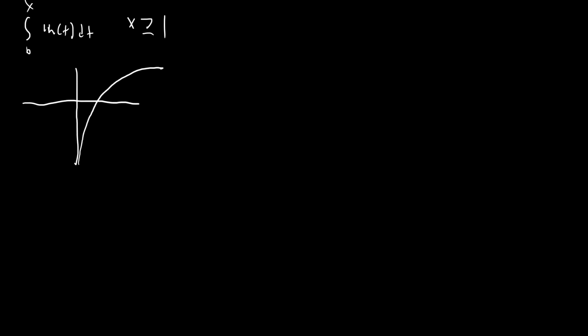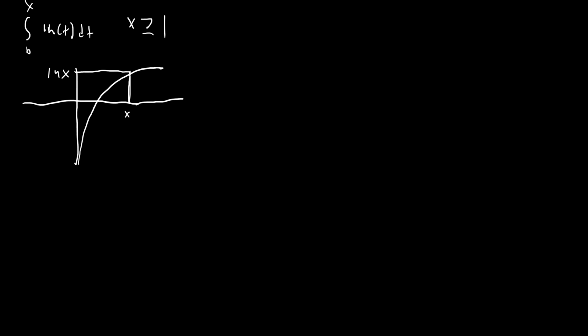Now, of course, we're choosing a value of x greater than or equal to 1, so let's just choose x to be right here. So this is x, and let's let this be ln x, because of course it lies on the curve, right? Now let's talk about the interpretation of this area.